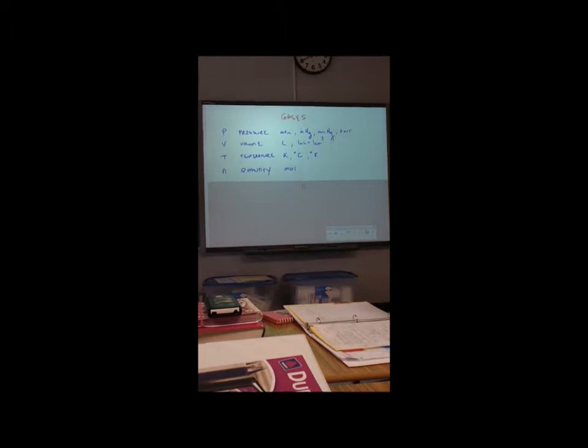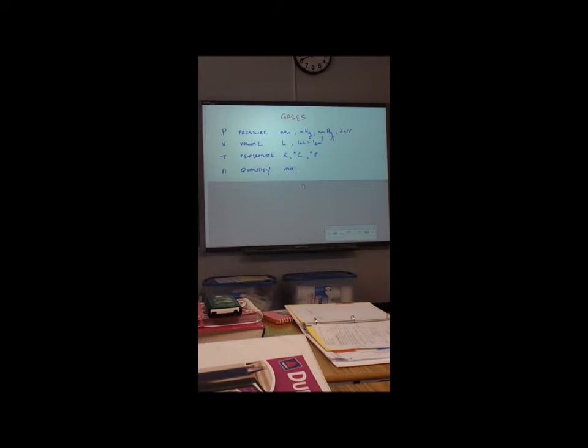Volume is measured in liters, most practically, but it can be measured in any unit, preferably metric, that involves volume. And I went ahead and reminded you there that 1 milliliter and 1 cubic centimeter are equivalent units of volume. In terms of temperature, we want to carry out all calculations in units of Kelvin.